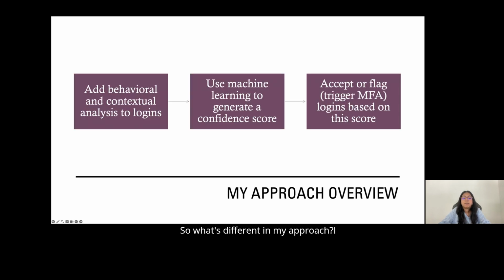So, what's different in my approach? I propose adding a behavioral layer to login by analyzing how someone types, uses their mouse, and the context of the login. The system assigns a confidence score to each attempt. Based on that score, the system can make a smart decision: either approve the login, flag it for review, or escalate to MFA. This answers part of research question 1 and 2 by showing how behavior and context are being securely integrated and used for classification.